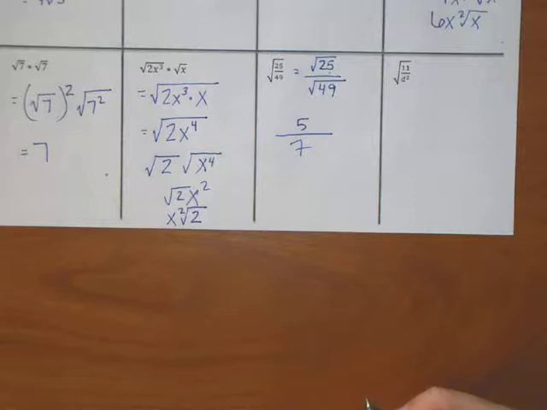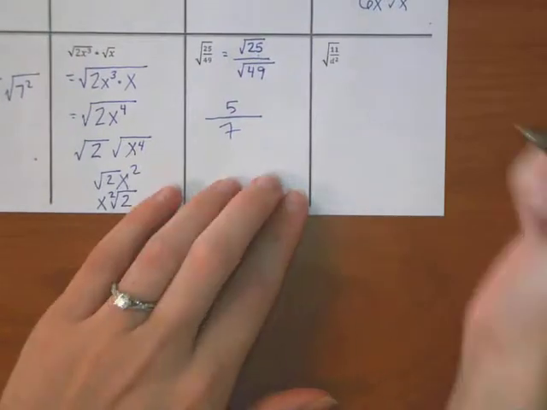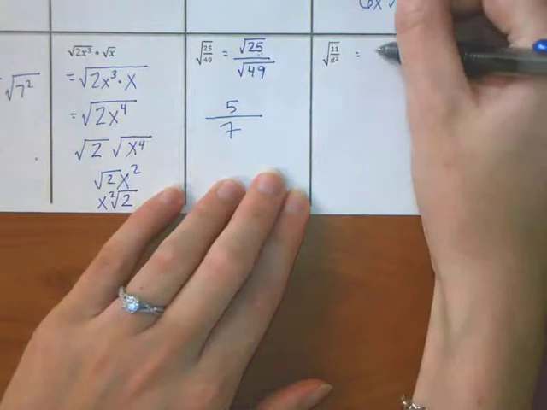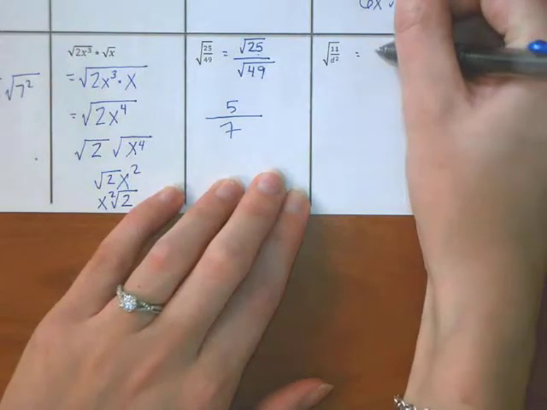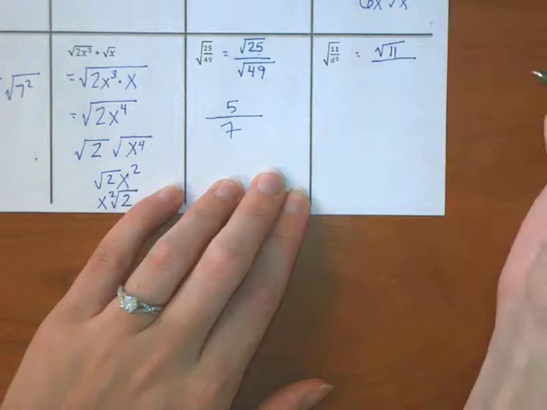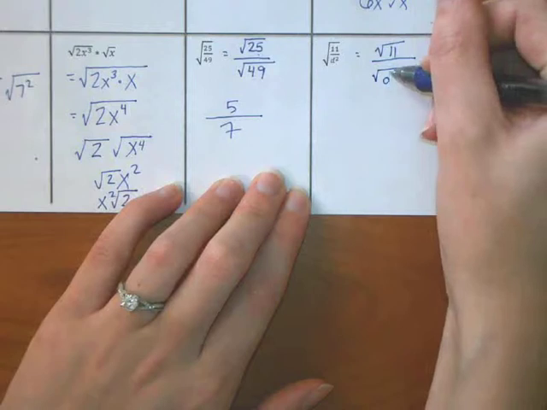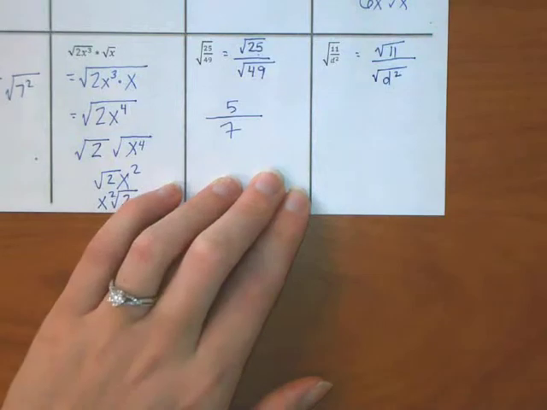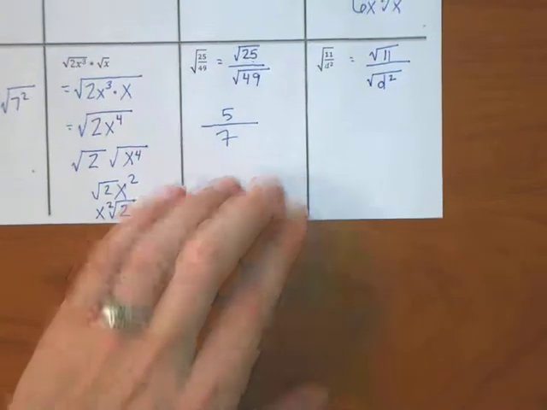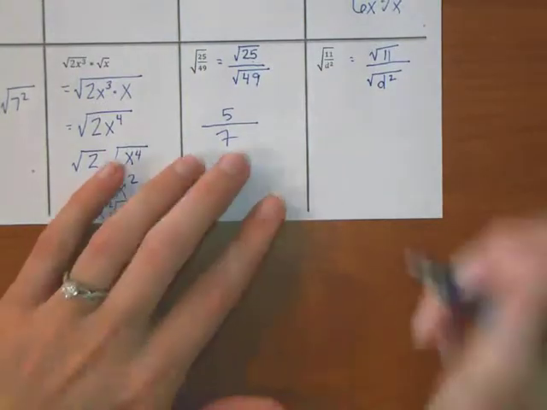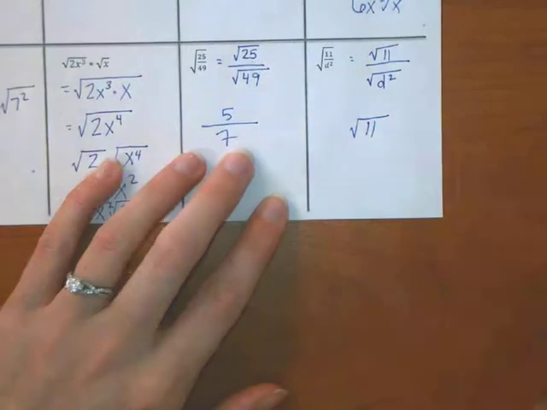Okay, what else? So how can I simplify my last one? What are we going to put on the top? Not just 11, the square root of 11. And on the bottom? That's a d, isn't it? Square root of d squared. Are there any perfect squares that go into 11? No. So we're just going to write it as the square root of 11.